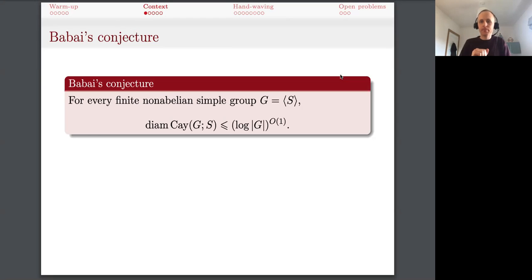And the O(1) is absolute, right? The constant is absolute for all simple groups. That's right. Yeah. This is motivated by the symmetric group. So maybe the big O(1) is 2. Who knows? It's certainly at least 2, as the example of bubble sort shows. Okay, if there are any questions, please interrupt me.